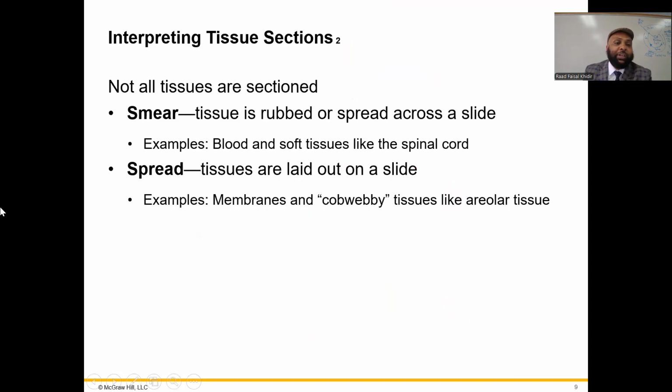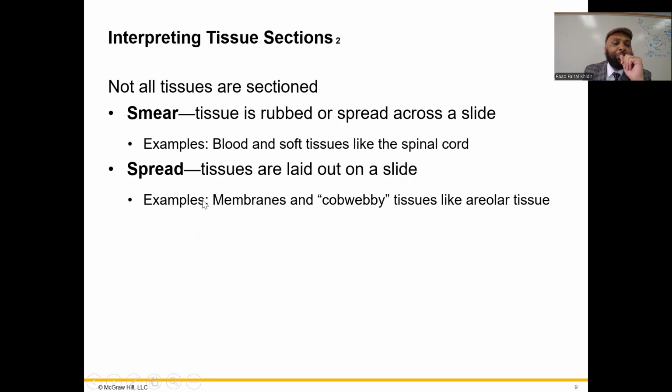So not all tissues are sectioned. Some tissues, when we are interpreting the tissue sections, are smeared. A smear is tissue that is rubbed or spread around a slide. Examples would be blood and soft tissue, like the spinal cord. So we do a blood smear to see the shape of our red blood cells. Are they sickled? Are they normal? Are they hemolyzed? We also do a blood smear to see, is there any microbial infection? Is there any parasite, malaria? Is there any form of infection?